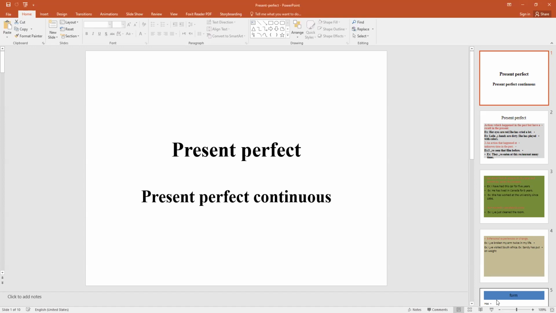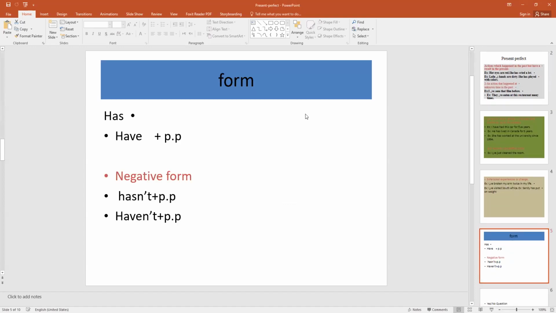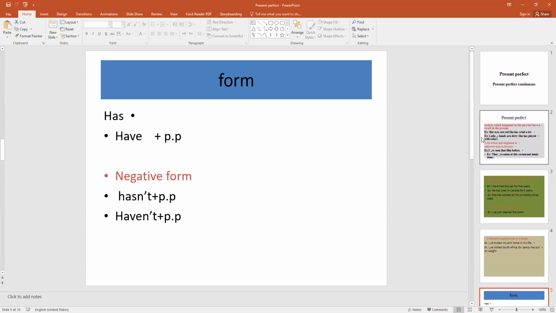Let's move to this slide. On this slide, you can see the form. It's subject plus has or have plus PP. Like, I have eaten my chocolate. I have done my homework, as you have had before that. The PP is the third form of the verb. So has or have in the positive form, but in the negative form we have hasn't or haven't. Okay, this is the form, the first thing.